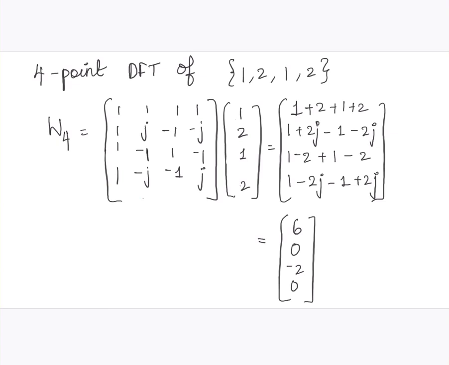This is easy to remember because here you have ones, then minus 1 is repeated over here, and j and minus j. So this way you can remember it. So if it is multiplied with the given sequence, we obtain the 4-point DFT of a sequence.